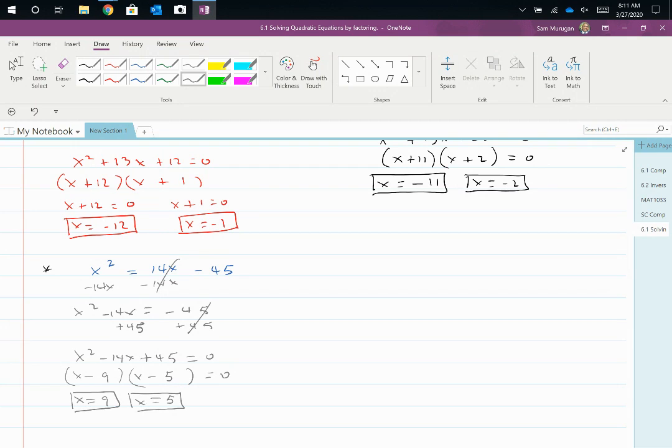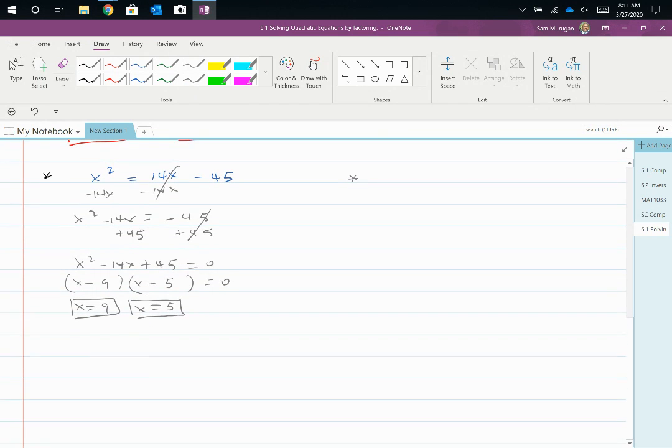Now, we also need to consider problems that are trinomials but have a coefficient in the front of the x squared that is greater than 1. For example, I've got 8x squared minus 6x minus 9 equals 0.